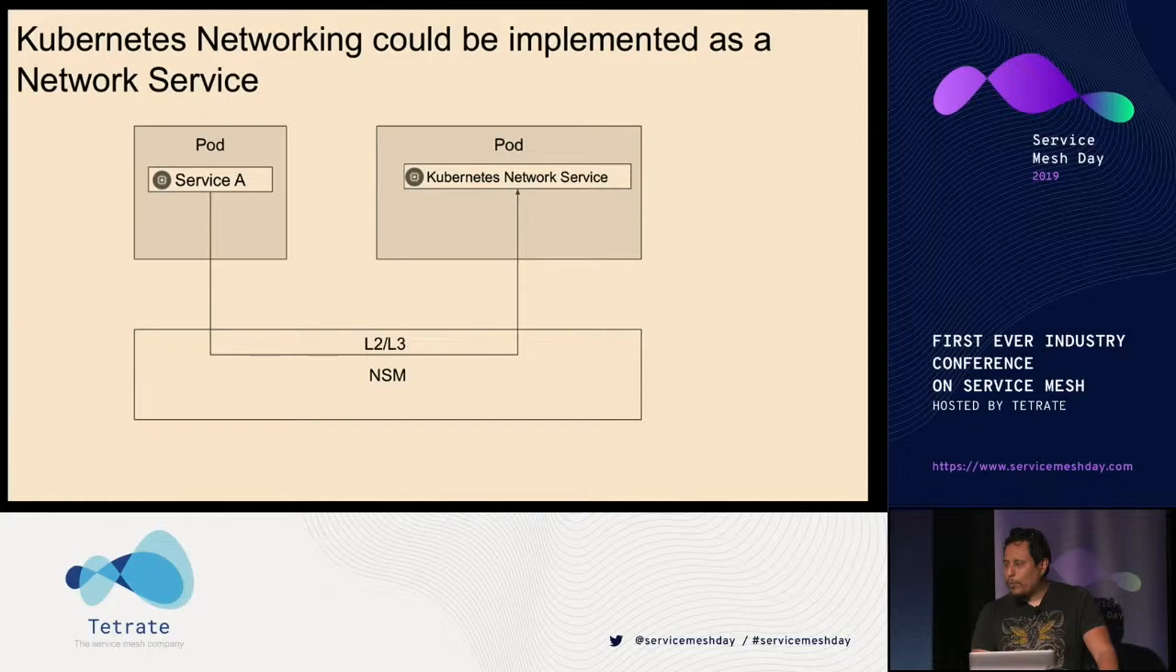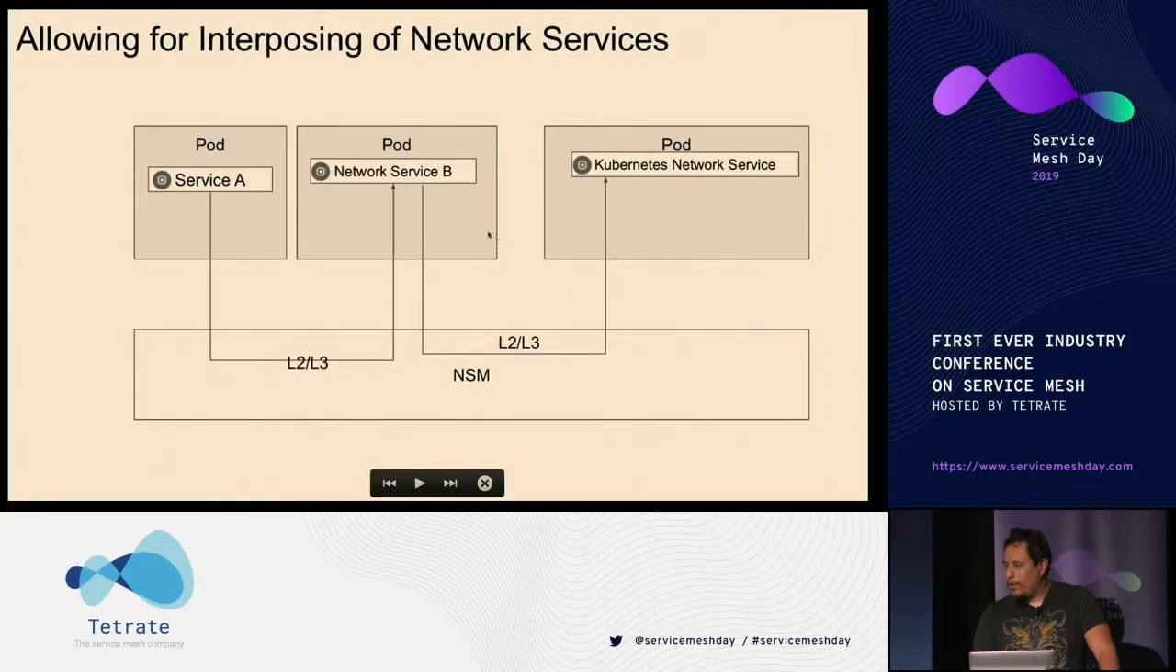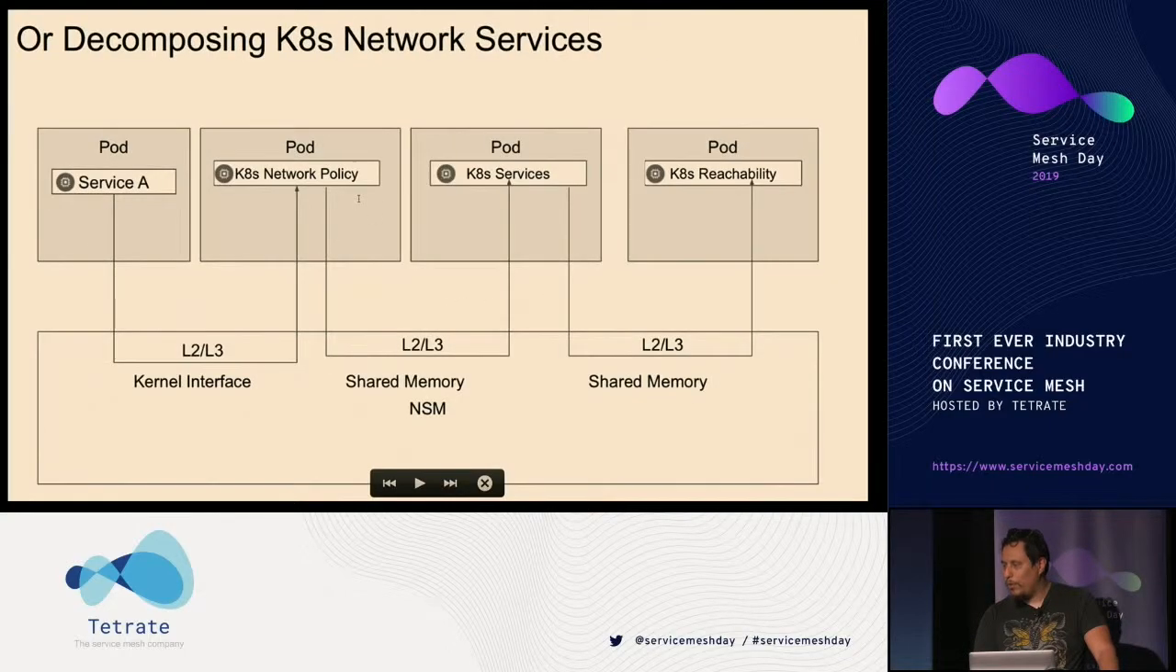One really good example when we start to look at that is your Kubernetes networking itself is a network service. If you think about it, we want to be able to interpose things. So you have the network service going to another network service. Maybe it goes to a network policy, maybe it goes to Kubernetes services, and you might even stick Envoy in the middle of this, before then getting to your reachability.